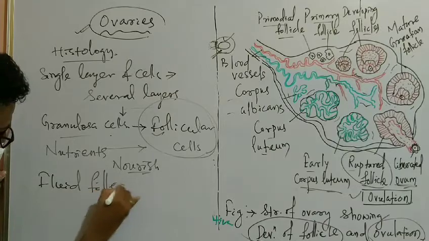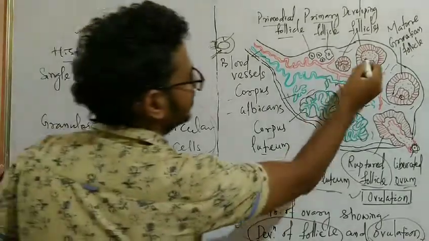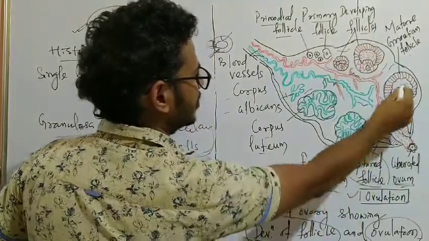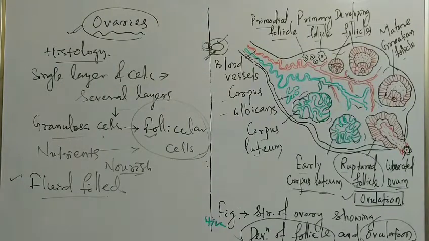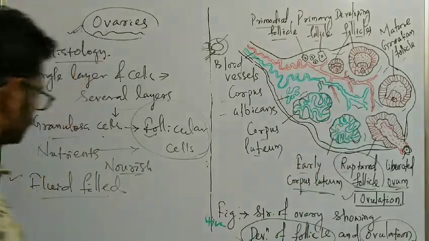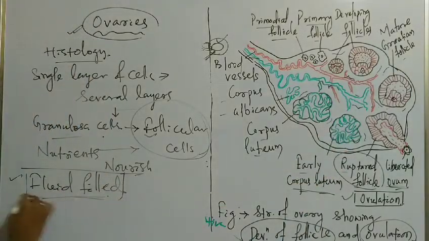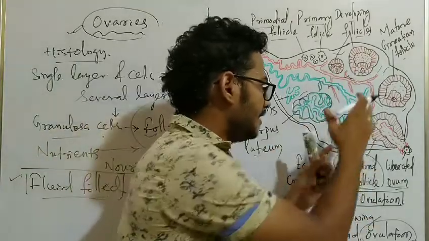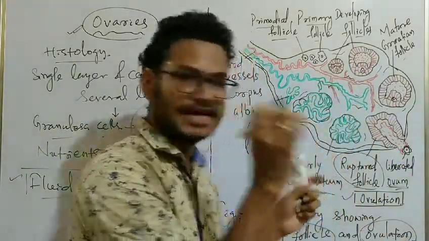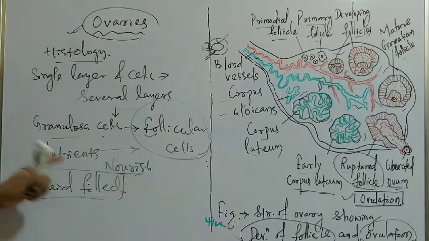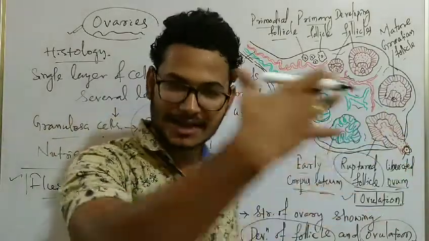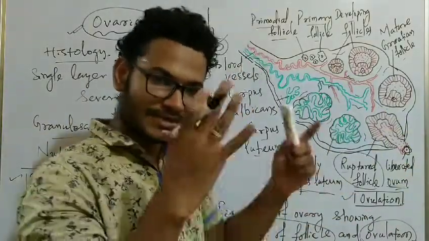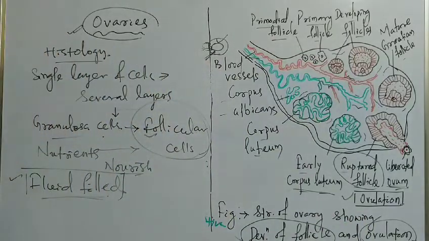Fluid-filled, I have told you that it is filled with fluid. This region, the red dotted sides, you can see the fluids. So the Graafian follicles are filled with fluid that is ready to rupture and expel its secondary oocyte out. The mature Graafian follicle is now ready, and it will expel the developed secondary oocyte outside. And this rupture and liberation of the secondary oocyte, which will gradually become ovum, is called ovulation.